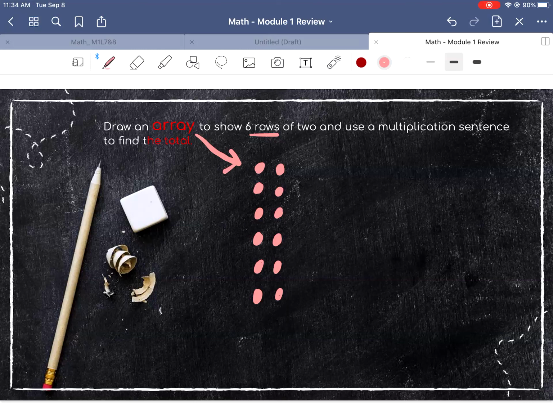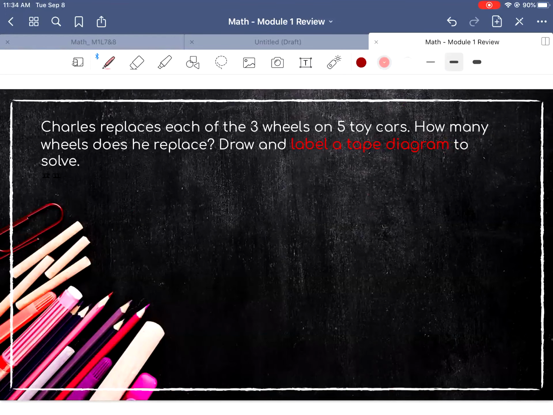All I need to do now is find the total. So let's count the number of rows, which is 6. And there are 2 dots in each row. So my total is 12. Whenever the question is asking you to draw an array, then you must draw an array, okay? Don't forget that point.